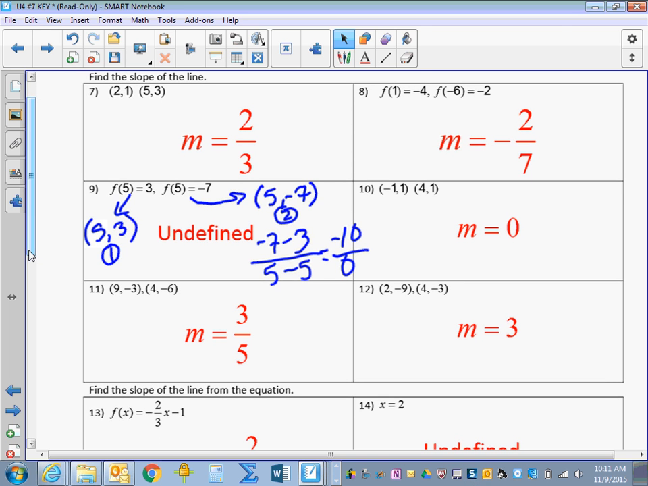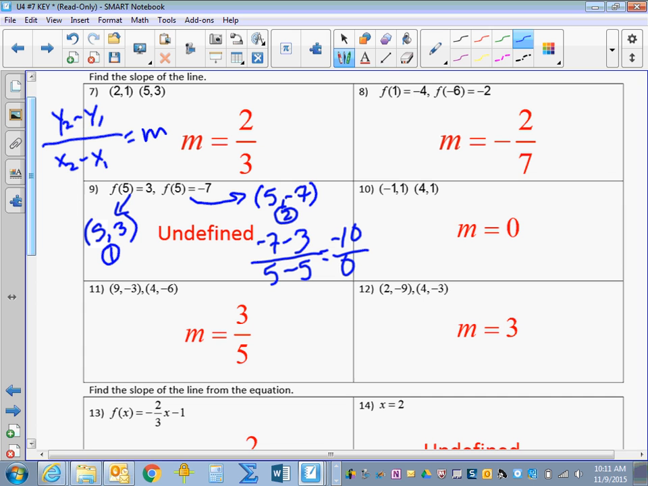All right, number 7. Again, for our slope, it's y2 minus y1 over x2 minus x1. This is my slope, which we use m to represent. So pick which point is going to be your first one and which one's going to be your second. This is my first point. Here's my second point.